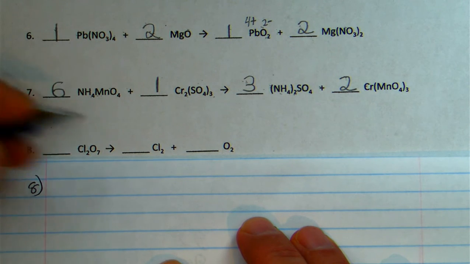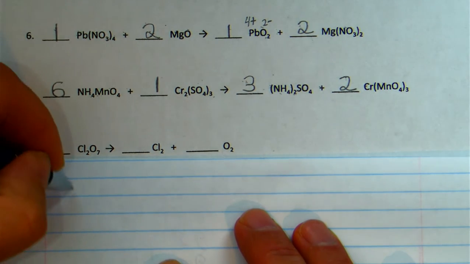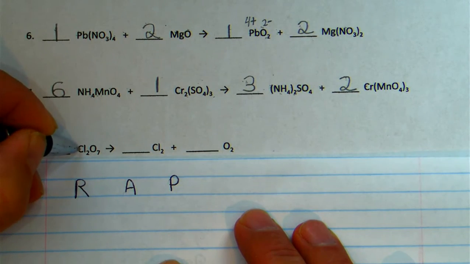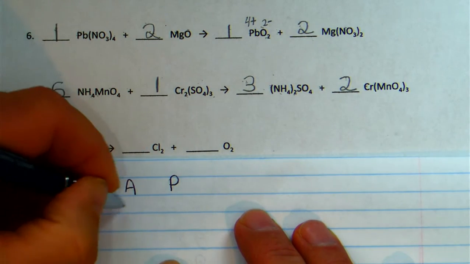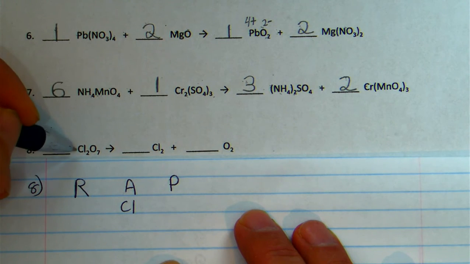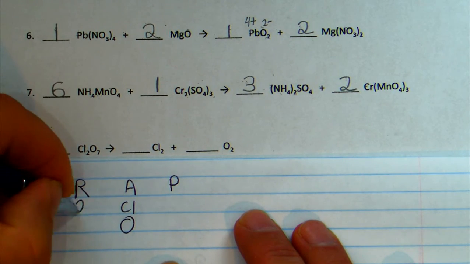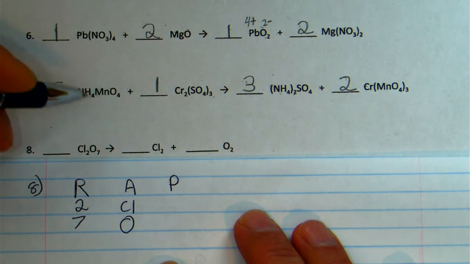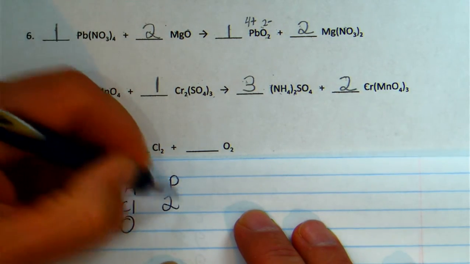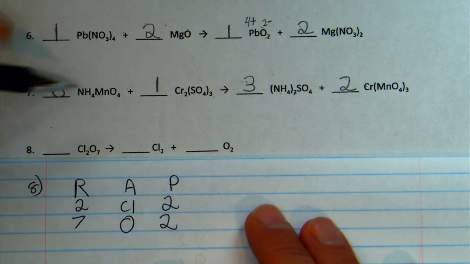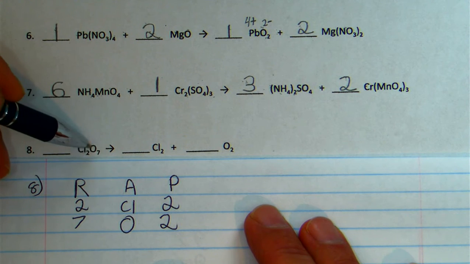Number 8 is a decomposition reaction. As I build up my rap sheet, I see I have chlorine that breaks apart, so I do have to do it by the individual atoms, oxygens, and that's it. All right, on the left, I see I have 2 chlorines, 7 oxygens. On the right, I have 2 chlorines and 2 oxygens. Oh my goodness. The oxygens on the left can only increase in multiples of 7.